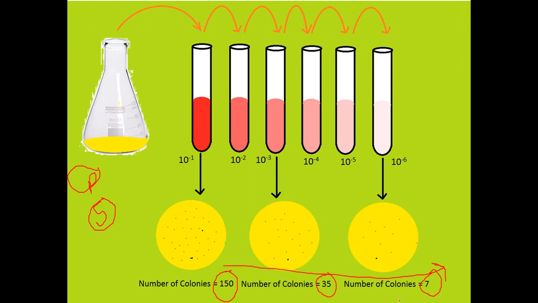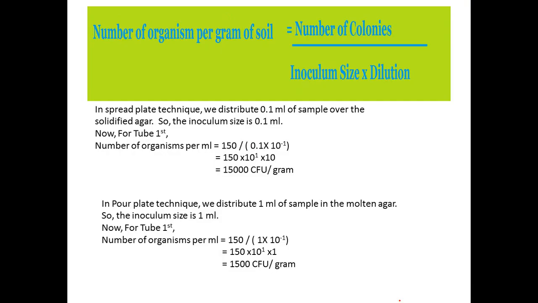After that, how will you count the number of colonies? So the number of organisms per ml is what you have to calculate. The number of organisms per ml means the number of colonies divided by the inoculum size and the dilution. I will make it clear.